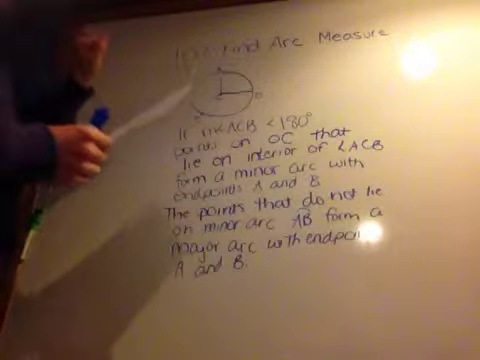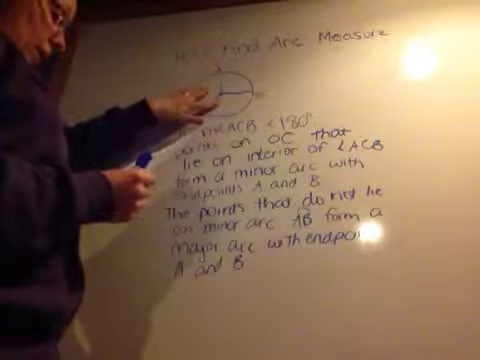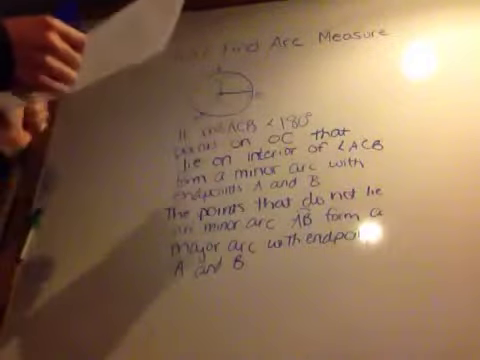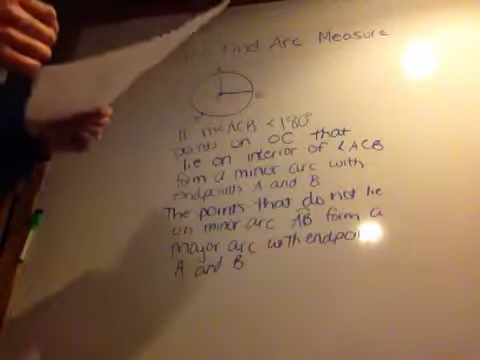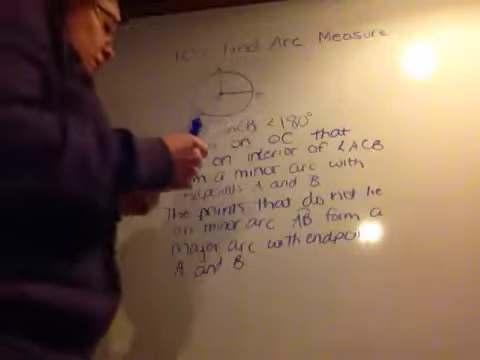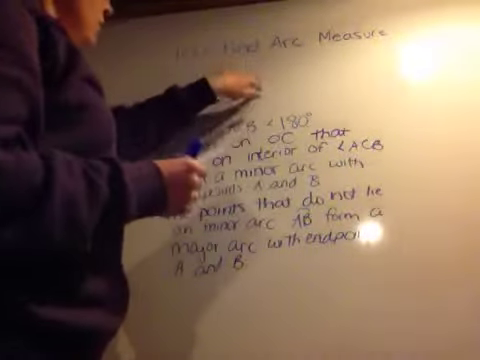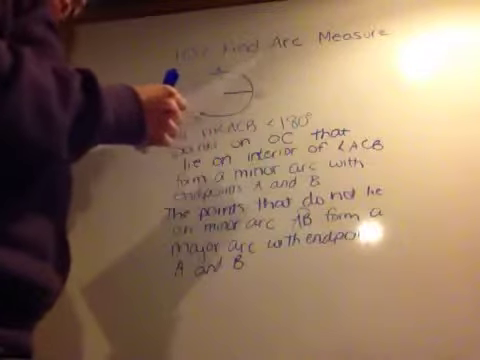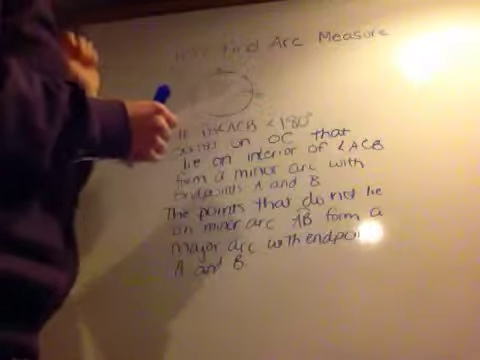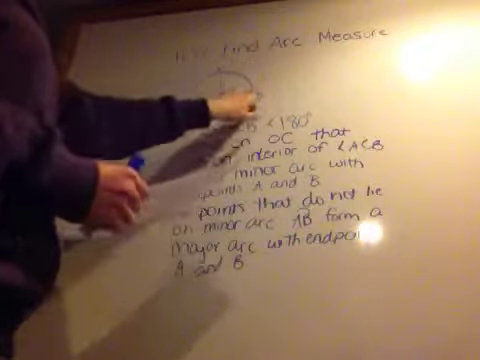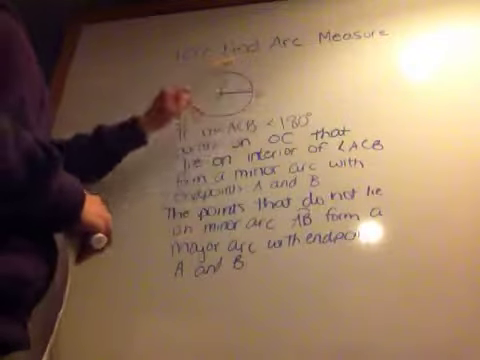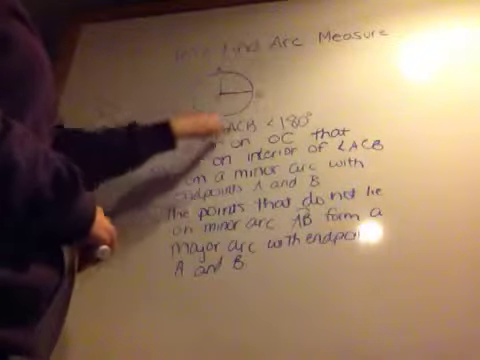The points on circle C that don't lie on the minor arc AB form a major arc with endpoints A and B. A semicircle is an arc with endpoints that are the endpoints of a diameter. Minor arcs are named by their endpoints, so AB. Major arcs and semicircles are named by their endpoints and a point on the arc, ADC, so that you know that it goes from here to here. Because if we named it AB, how do we know if we're talking about this arc or this arc? So the minor arc is AB, and the major arc would be ADB.